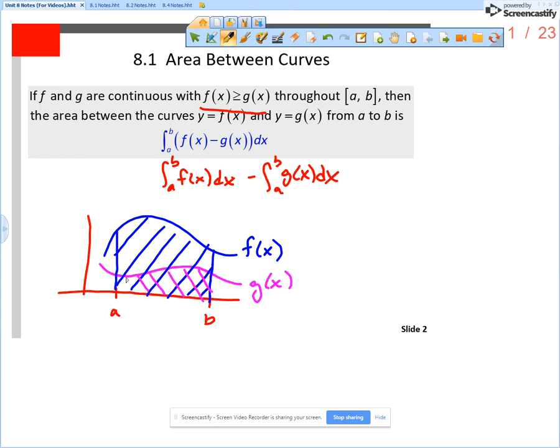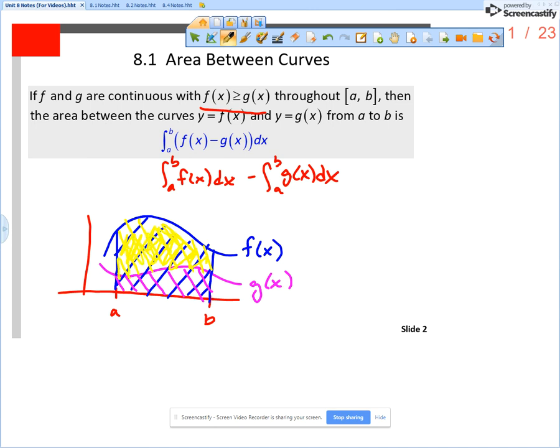And so, what are we trying to do? We're trying to find the area between the curves from a to b. And so that means I am interested in this area. Now, if we took the bigger area and subtracted this smaller area down here, then don't we have this area in between, right? That's all we're really doing.